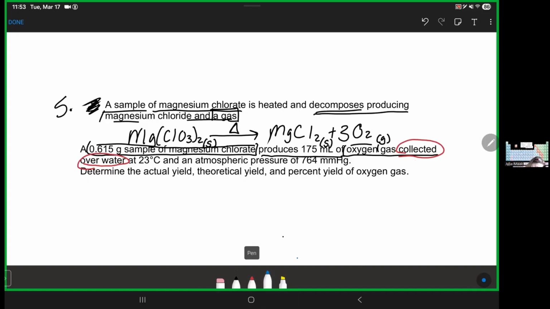I've been given a volume, a temperature, and a pressure. Okay, so there's not two of anything. So we know, no matter what, we are using PV equals nRT.